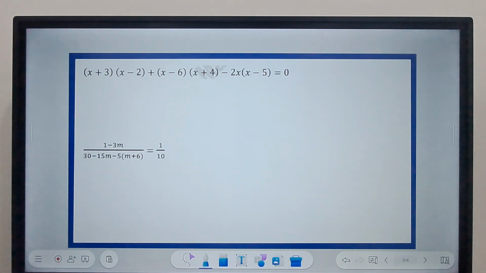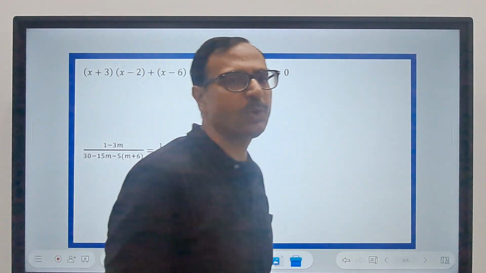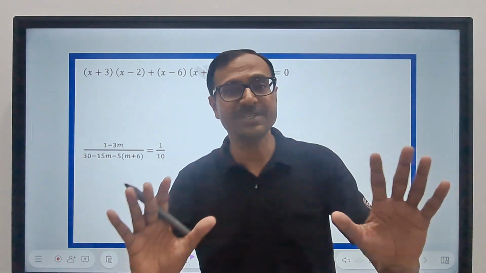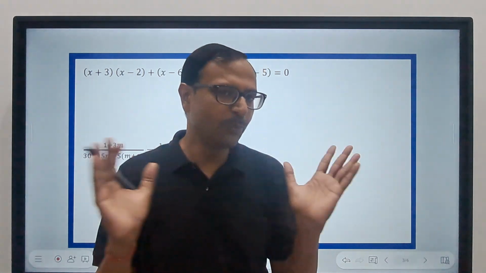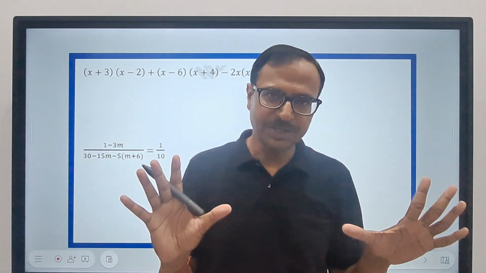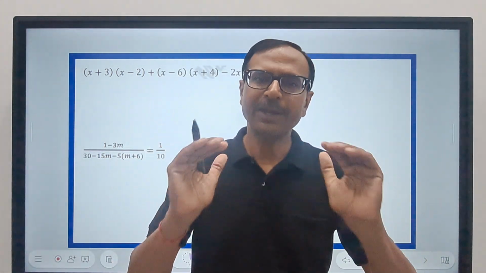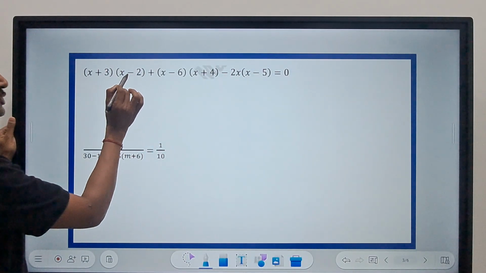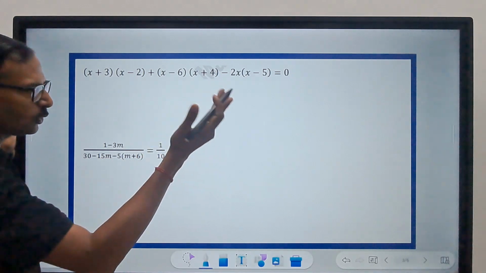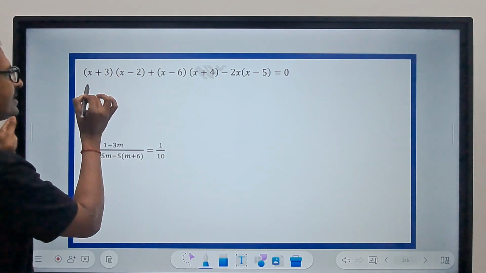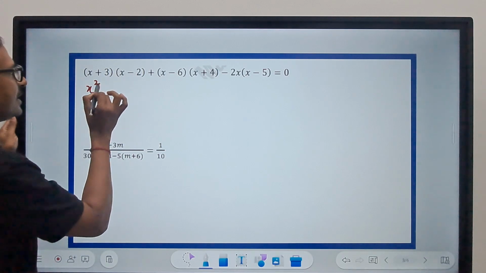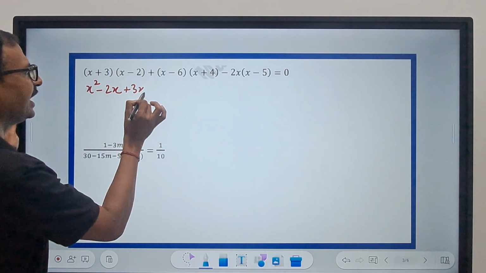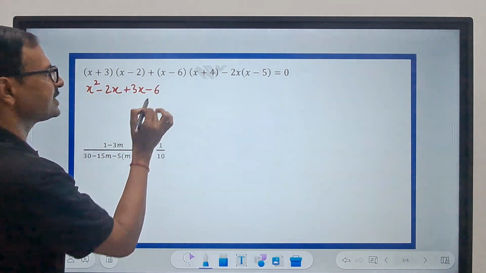The first question contains a lot of brackets, and so whenever there are brackets in any question of linear equations, the first thing you have to do is to remove all those brackets and convert it into a more simple looking equation. Okay, so let's multiply x plus 3 and x plus 2. So I don't need to tell you how to multiply binomials, right? So x times x is x square, x times minus 2 is minus 2x, plus 3 times x is plus 3x, and plus 3 times minus 2 is minus 6.